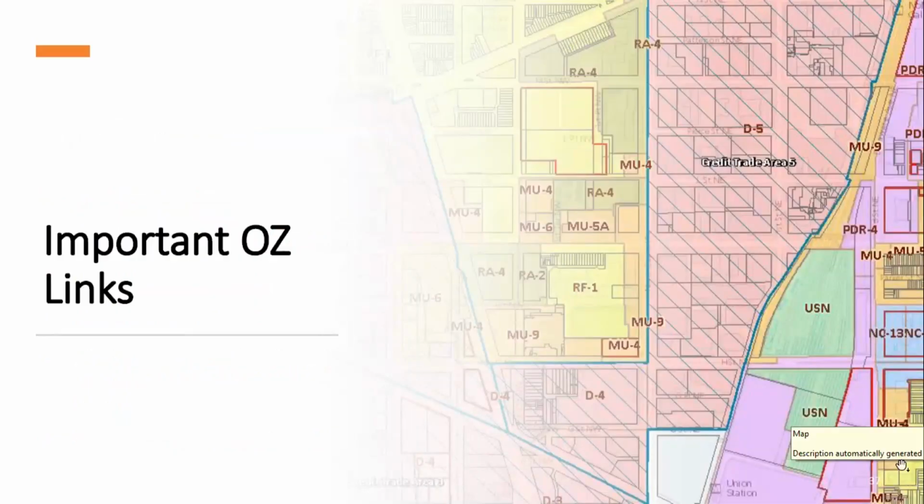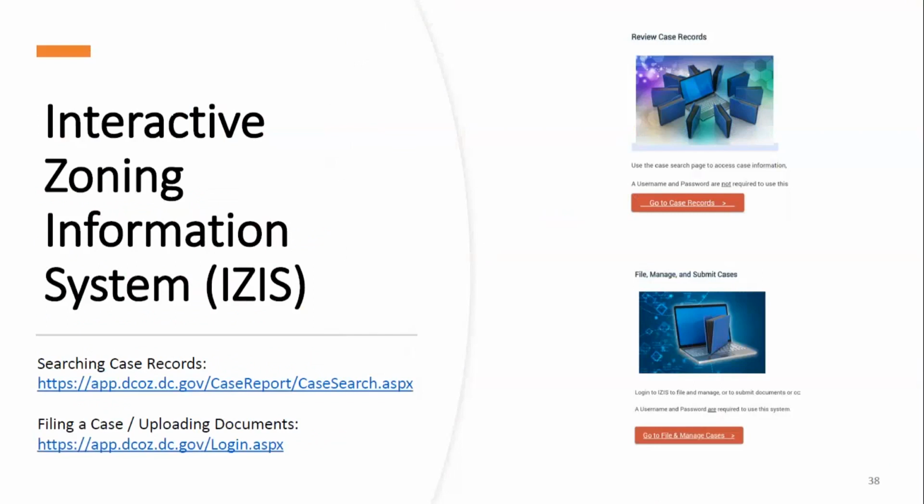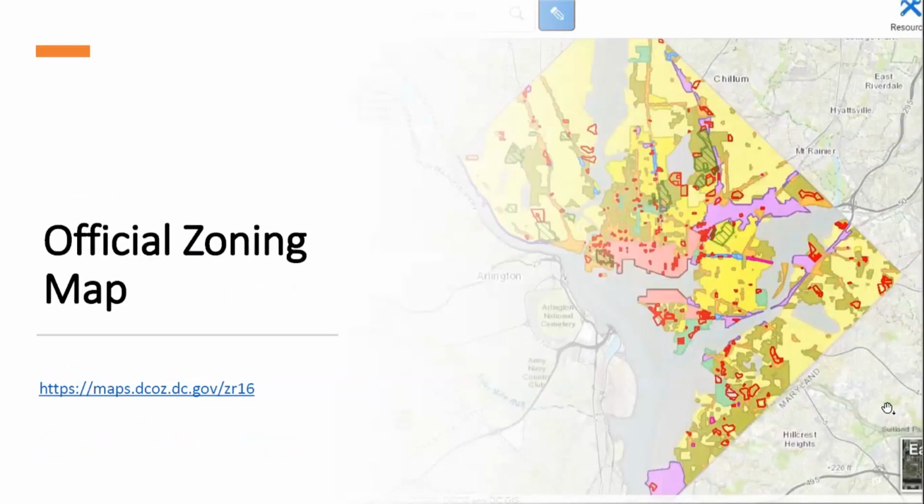So, important OZ links. The Interactive Zoning Information System, also referred to as IZIS, the good IZIS, not the one overseas causing havoc. You can search for cases, and that's going to be this picture up here. If you want to actually file or upload documents in a case, so if you're going to initiate a case or file cases, that's going to be this picture here. The official zoning map, that's this link here.